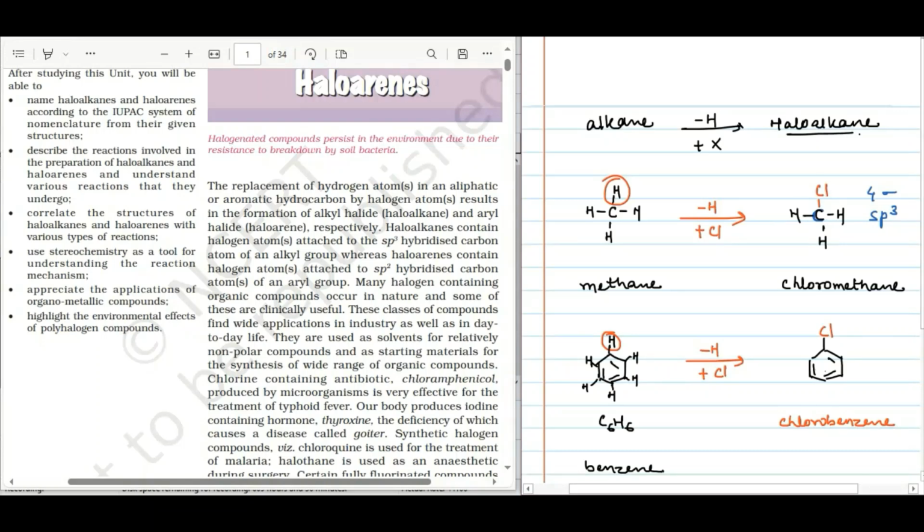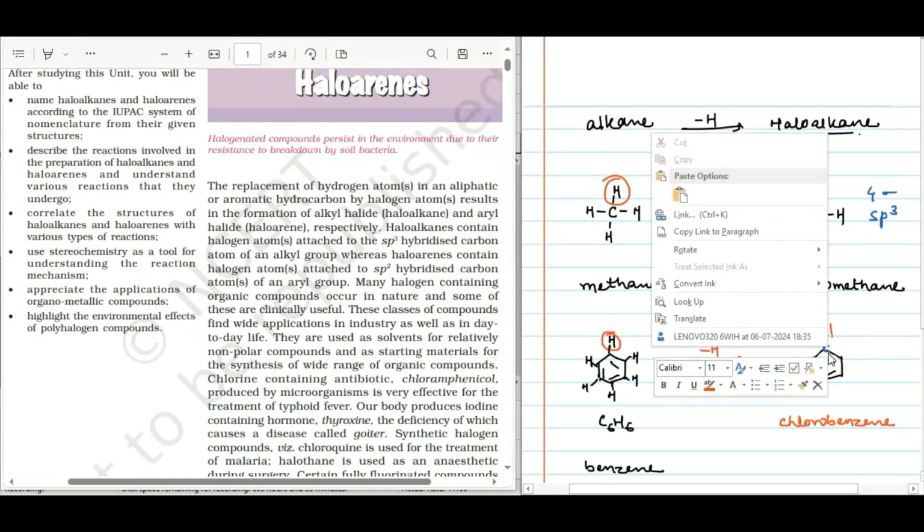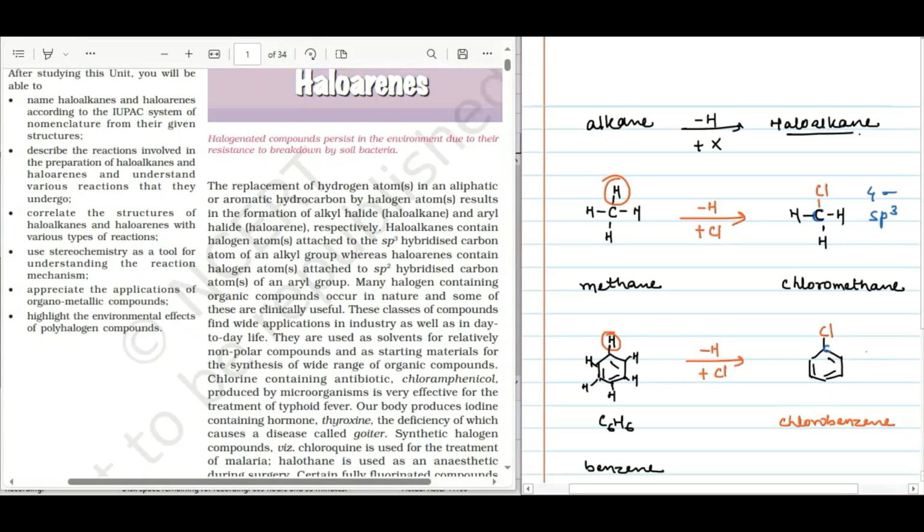And in the haloarenes, this chlorine is bonded to this carbon, and this carbon is bonded to 3 sigma bonds and 1 pi bond. As it is bonded to 3 sigma bonds, the hybridization of this carbon will be sp2. So in case of haloarene, halogen is bonded to sp2 hybridized carbon.